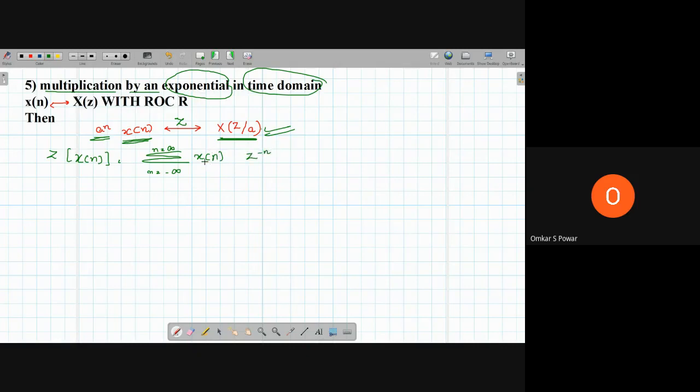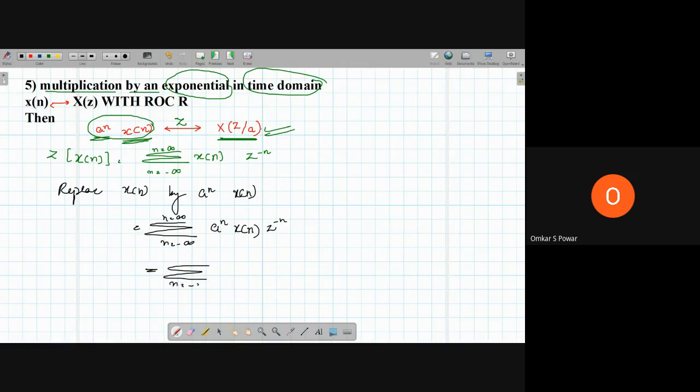Now what is your x of n? X of n is a to the power of n into x of n. So replace x of n by a to the power of n into x of n. Summation n varies from minus infinity to infinity, a to the power of n into x of n, z to the power of minus n. Now how can I simplify this one?